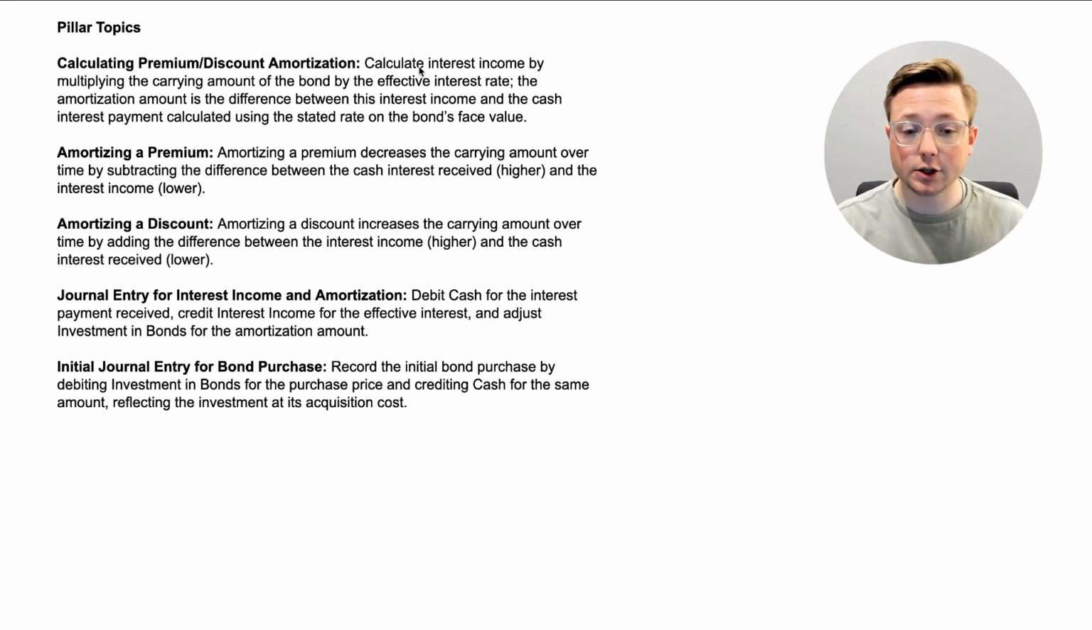And then finally, the initial journal entry. We didn't talk about this, but I want to make sure you know this. To record the journal entry when you very first buy a bond, you debit investment in bonds for the purchase price. Not for the par value, because again, you're trying to amortize down or up to the par value with the premium or the discount. And you credit cash for the same amount because that's how much you paid for the investment. And with that, those were the pillar topics for this video.